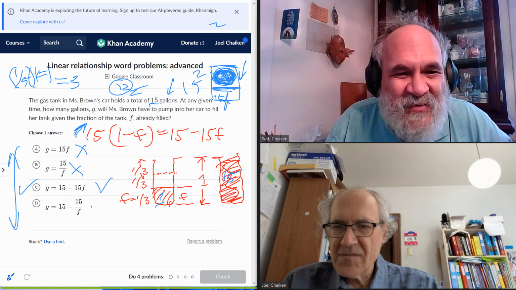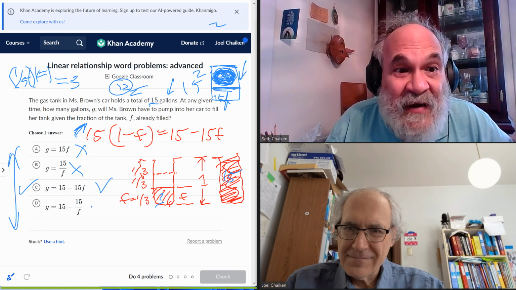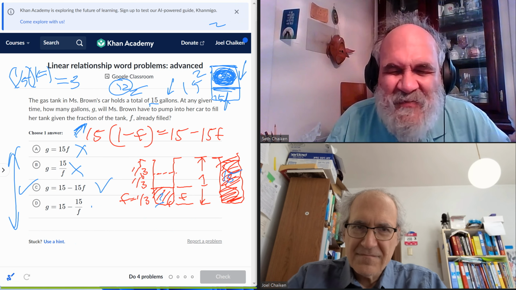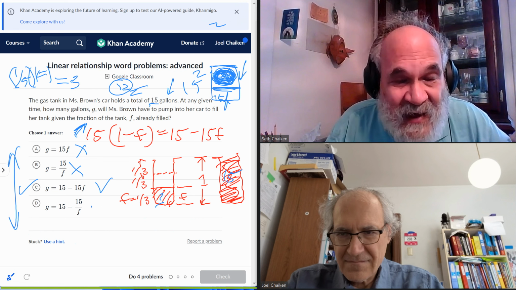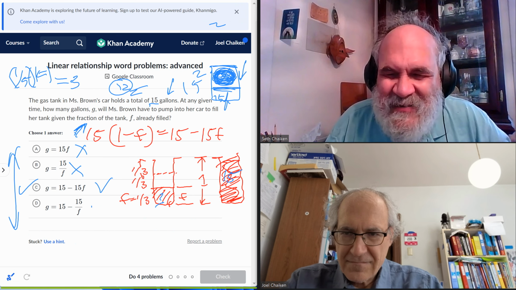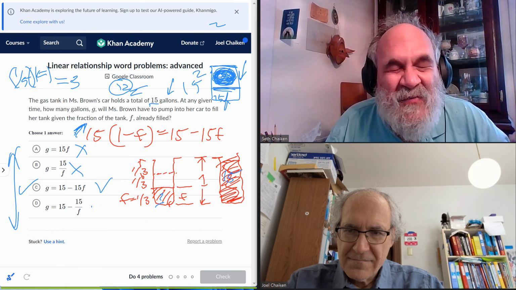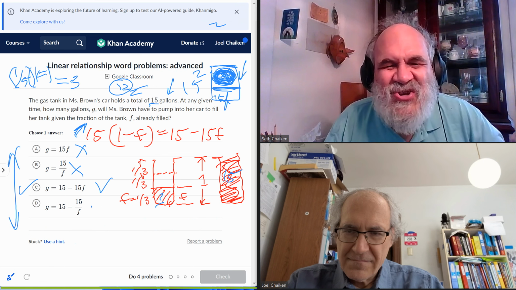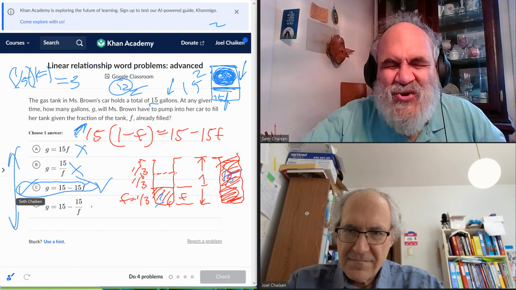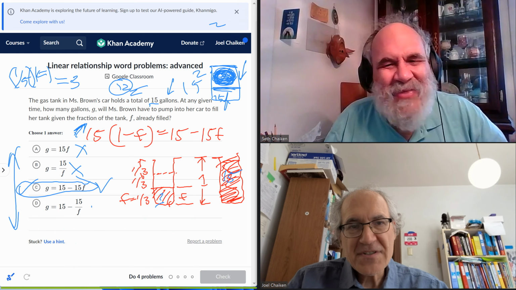Well, so clearly this is wrong. When f equals 0, 15 over f is undefined, but the answer is not undefined in this problem. It's well defined. It's 15, so it's not that. When f equals 0, this gives the right answer, 15. So simply checking it when f equals 0 leads you to the one choice that they give you. So you see, that's really not that bad of an approach, is it?